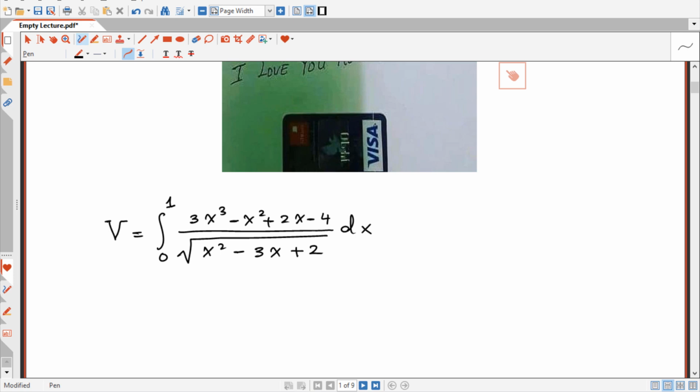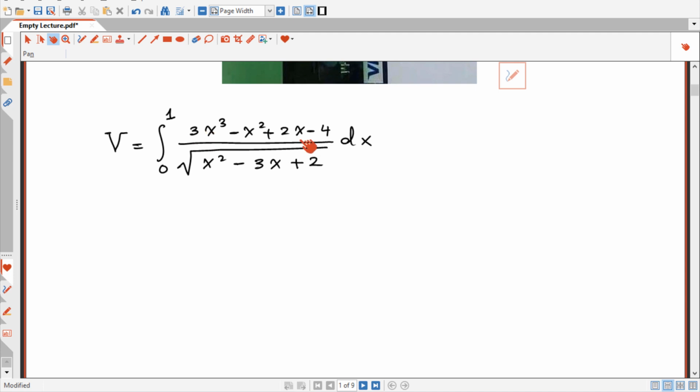And to solve this, we can notice here that the degree of the numerator is greater than that of the quadratic term. So if we can find a way to express the numerator as a function of the quadratic term inside the square root, then it will be easy to simplify the expression and make the integral much easier. Okay, so we'll try to do this.